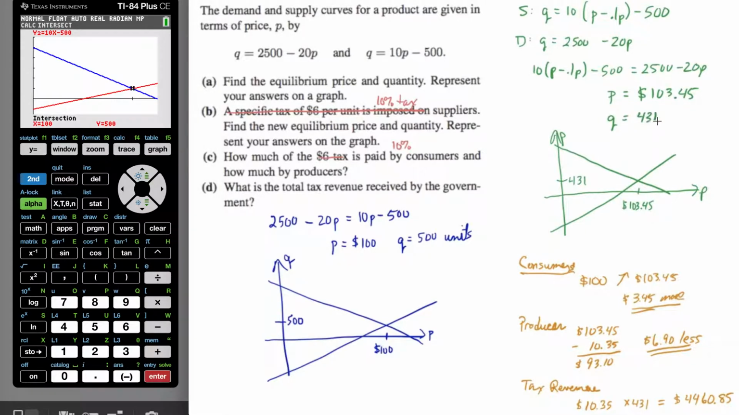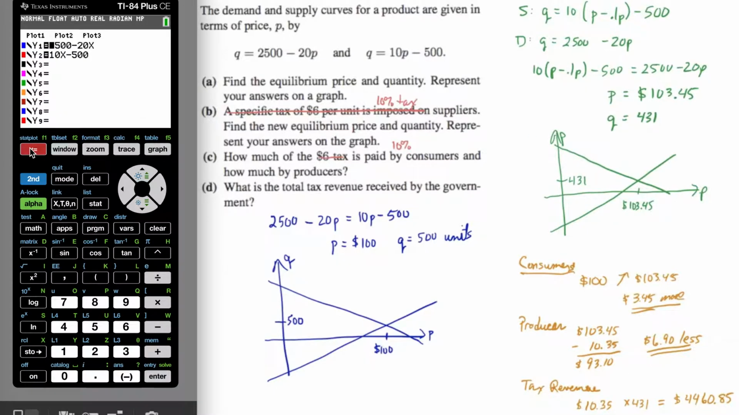I would find the quantity to be 431. So if I were to use the calculator, press the Y equal key. The demand function remains unchanged, so I will change the supply function now to be 10 times the price X minus the tax of 0.1X, that's 10% of the price, and then I just continue with the minus 500 as was part of the original formula.